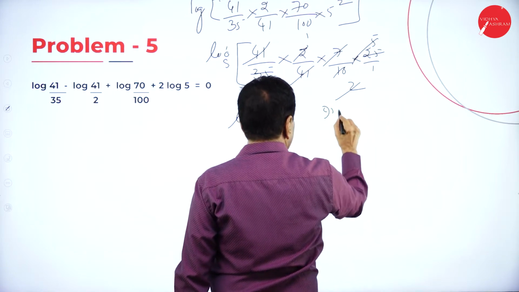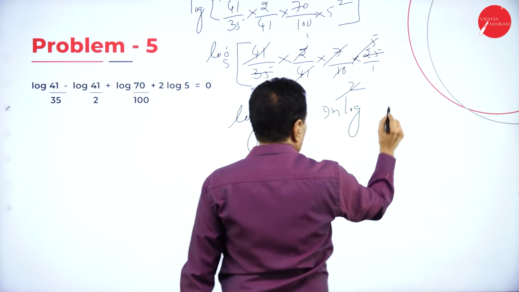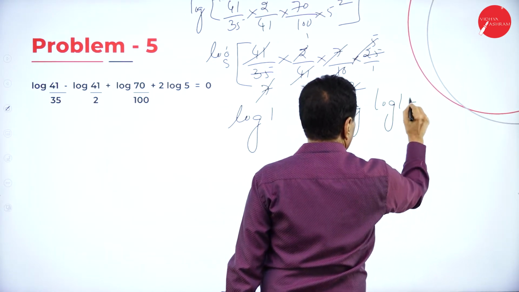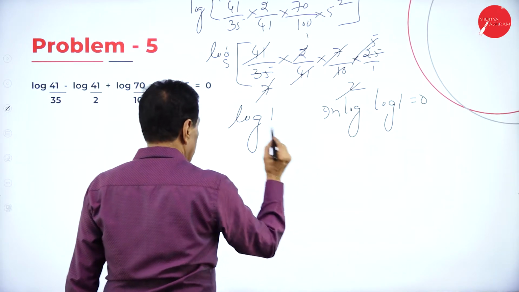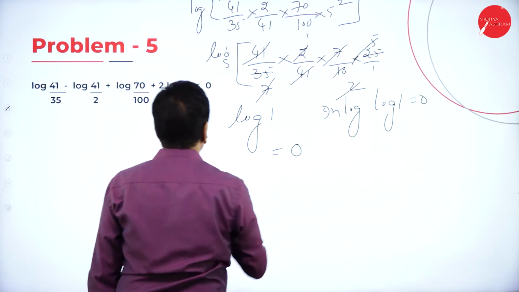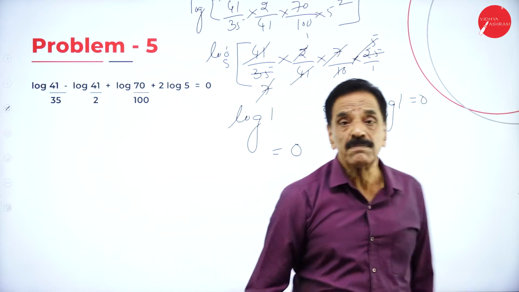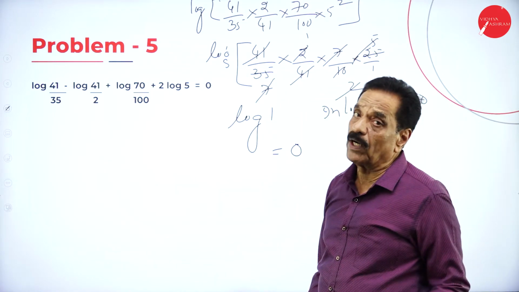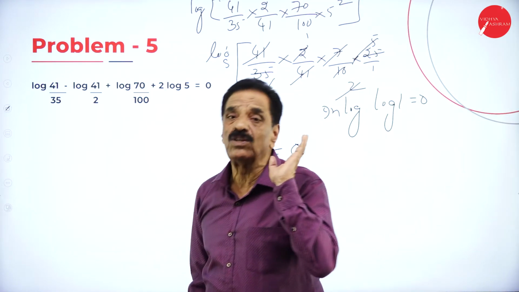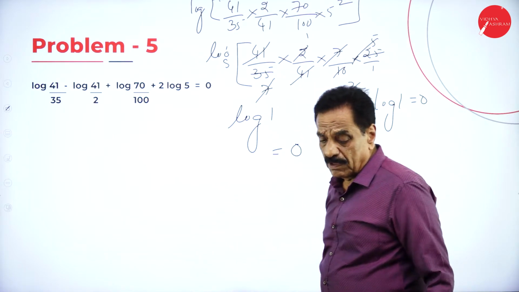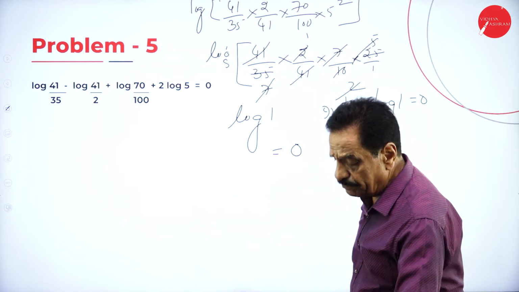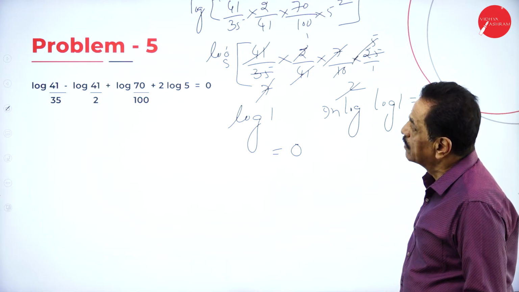In logarithms, log 1 is equal to 0. In logarithm, log 10 is equal to 1. Log 1 is equal to 0. We'll move on to the next one.